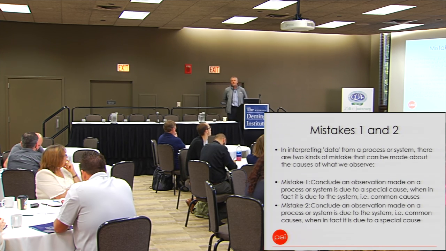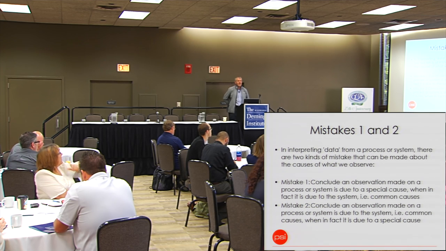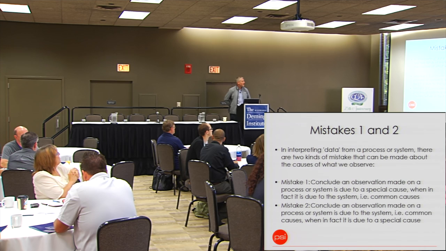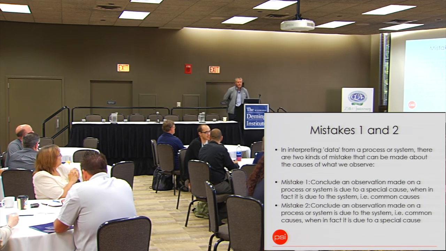Two types of mistake were also identified in the interpretation of causes of variation. Mistake one being concluding that an observation made on a process or system is due to a special cause, when in fact it's due to the system, i.e. common causes. And mistake two being to conclude that an observation made on a process or system is due to the system, or common causes, when in fact it's due to a special cause.